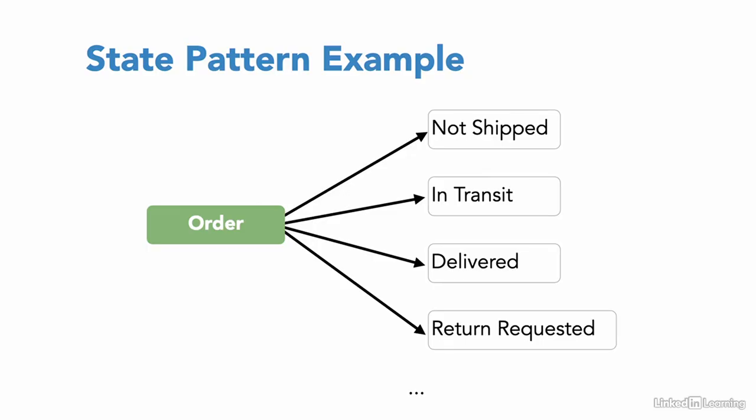For example, is the order in transit? Has it been delivered yet? Has a return been requested on the order? And so on and so forth. So each of these situations constitutes a different possible state that a given online order can be in. And the behavior of the order will therefore change depending on which of these states the order is currently in.